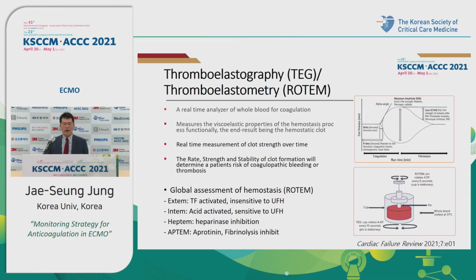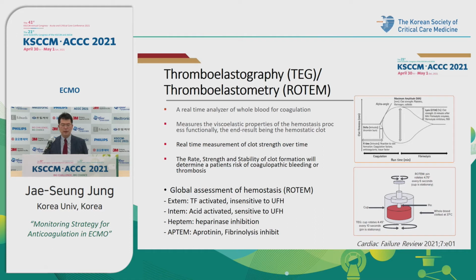Thromboelastography, we call TEG, and thromboelastometry, we call ROTEM. This method measures the clotting kinetics of whole blood. This measures the viscoelastic properties of the hemostasis process and its functionality, the end result being the hemostatic clot. Also, it is a real-time measurement of clot strength over time. The rate, strength, and stability of clot formation will determine a patient's risk of coagulopathy, bleeding, or thrombosis.